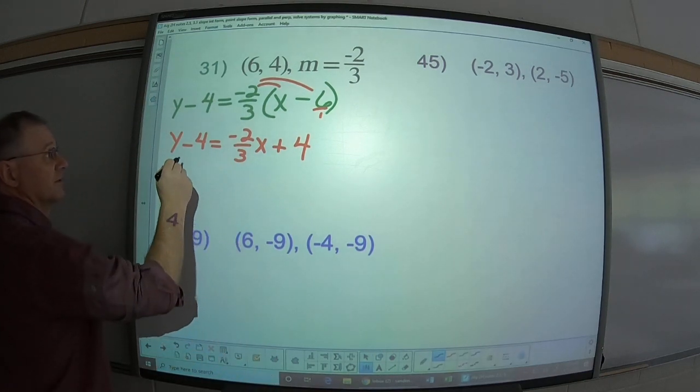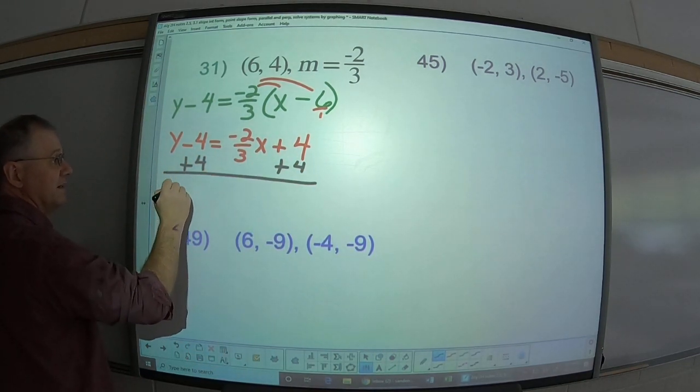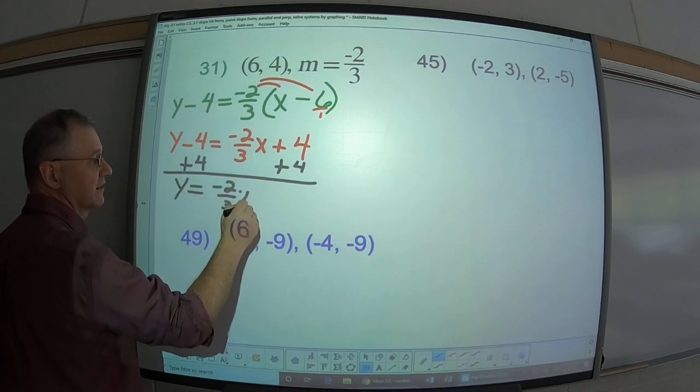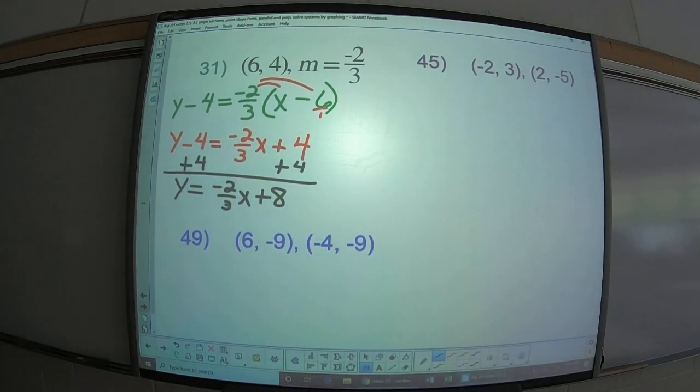And then you're going to get rid of this 4 by adding 4 to both sides, because we want y by itself. y equals negative 2/3 x plus 8. And there's my equation of that line.